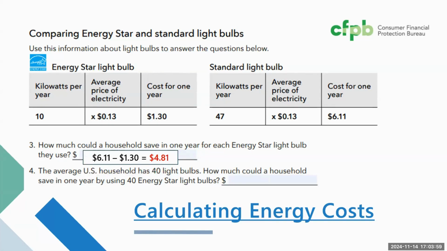The average US household has 40 light bulbs. I would actually have you take a second and look around the room and count how many light bulbs are in the room you're in right now. Because if you're like me and you work from home, there's a lot of light bulbs in this room. I'm actually going to do it. Take a second, count the lights.